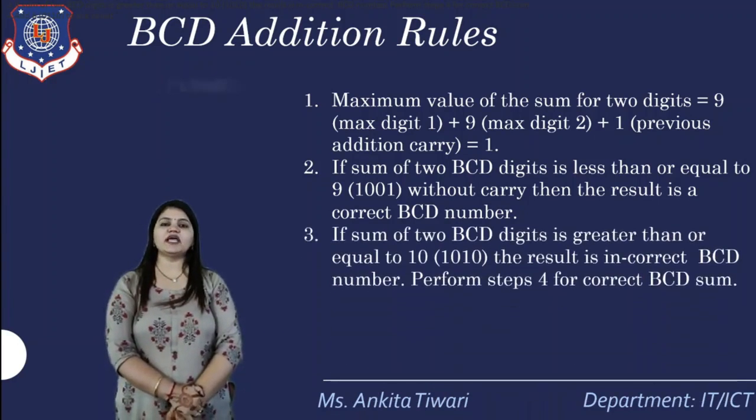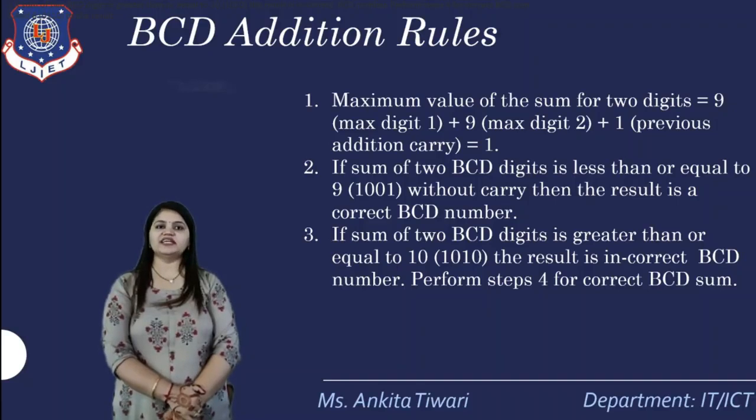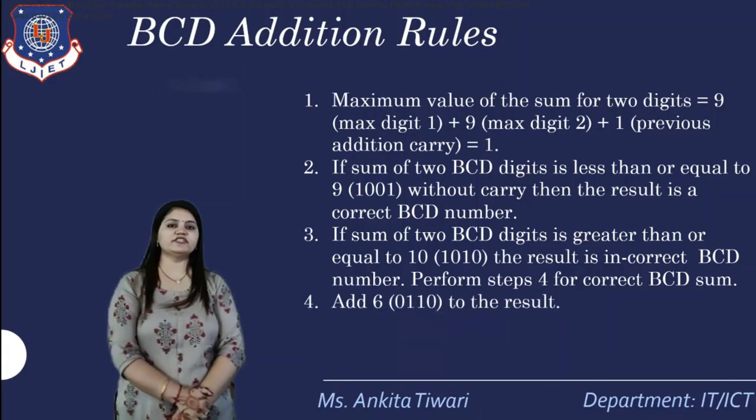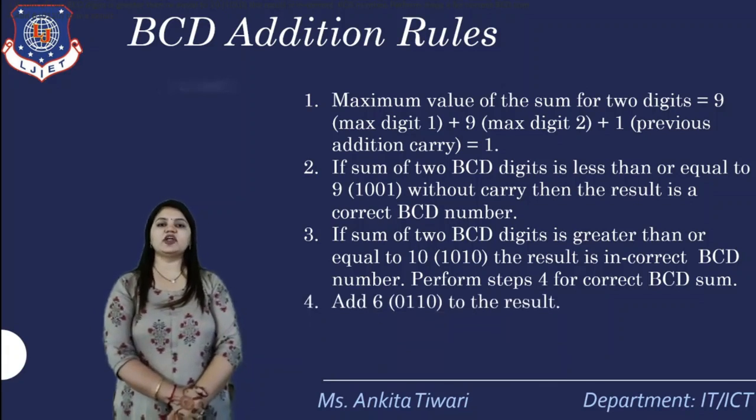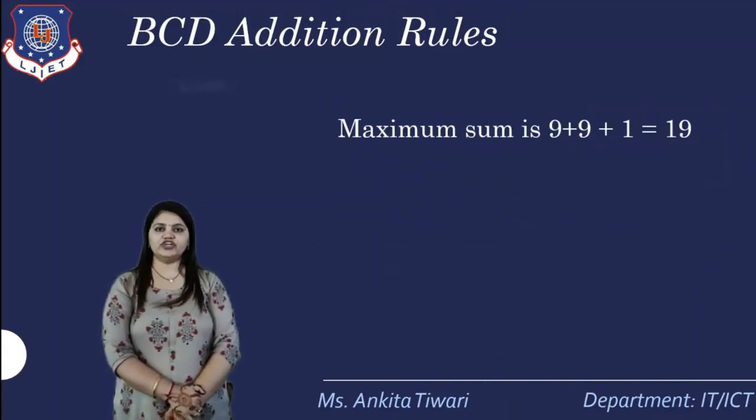The third rule is, if the sum of the two BCD digits is greater than or equal to 10, then the result is incorrect. That is an incorrect BCD, so we have to perform some steps. For that we need to perform the fourth step, that is add 6, that is 0110, to the result. So this is what the BCD addition rule is.